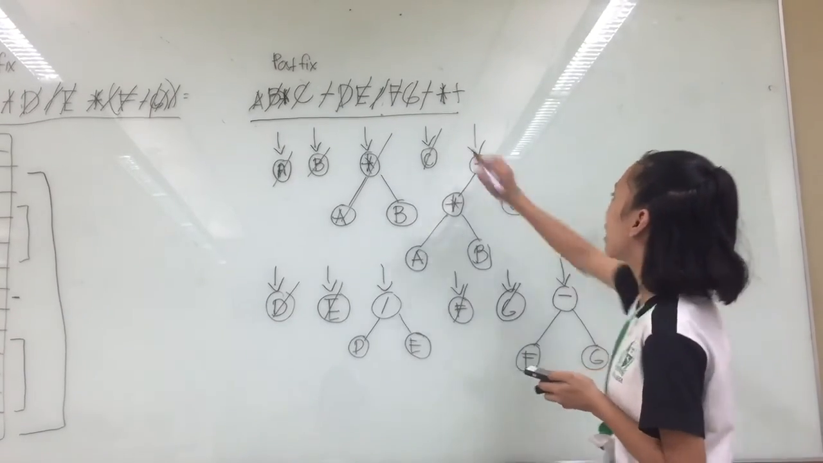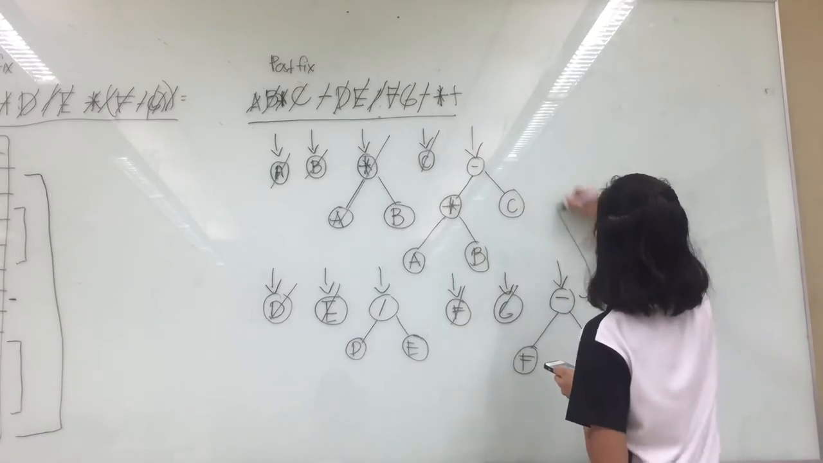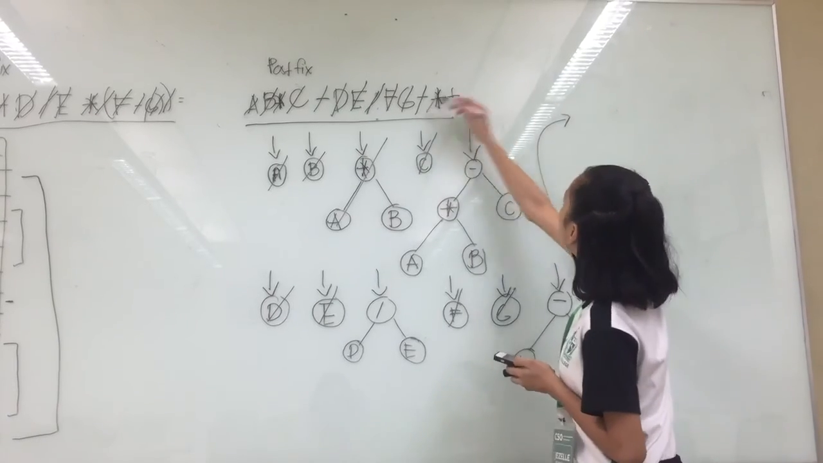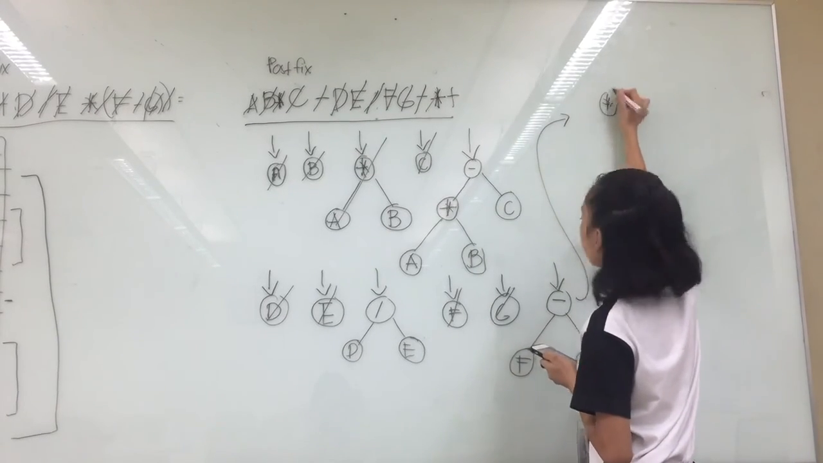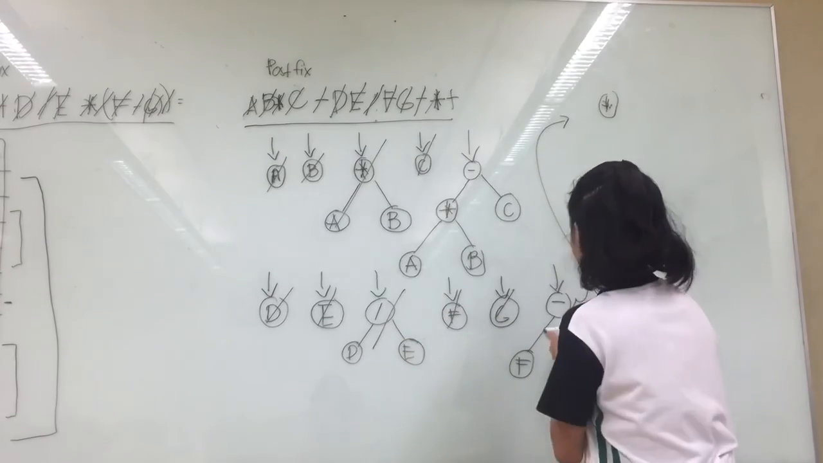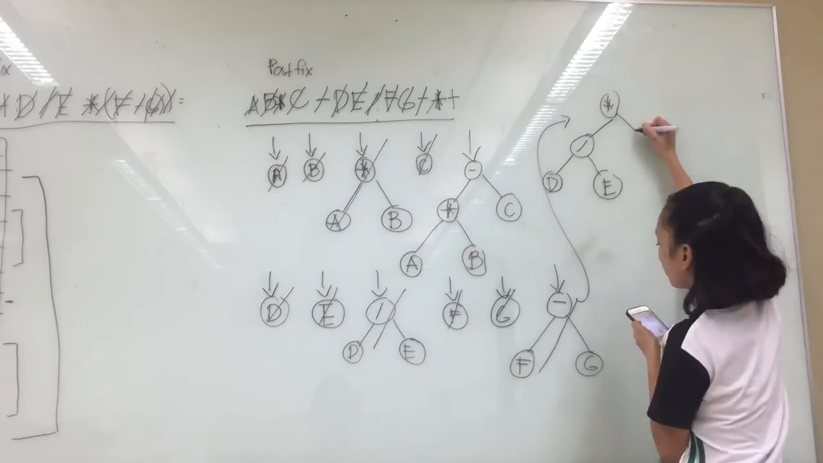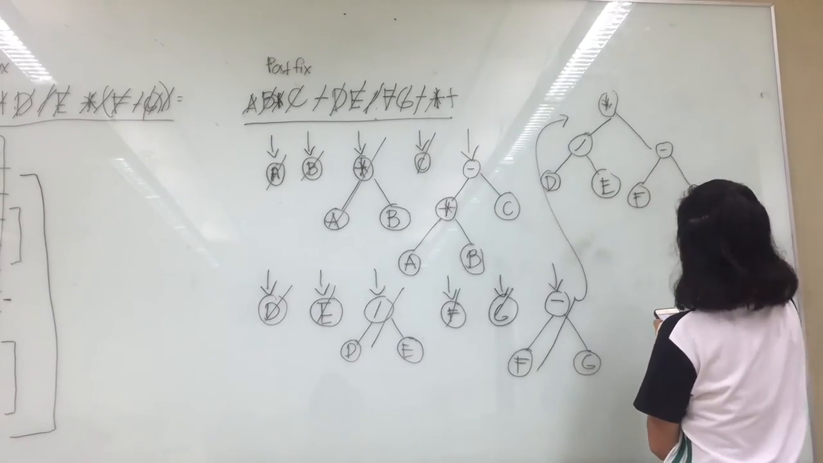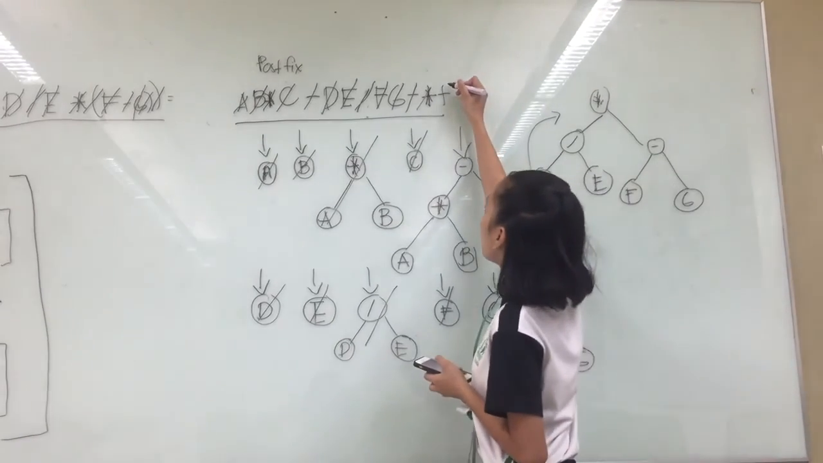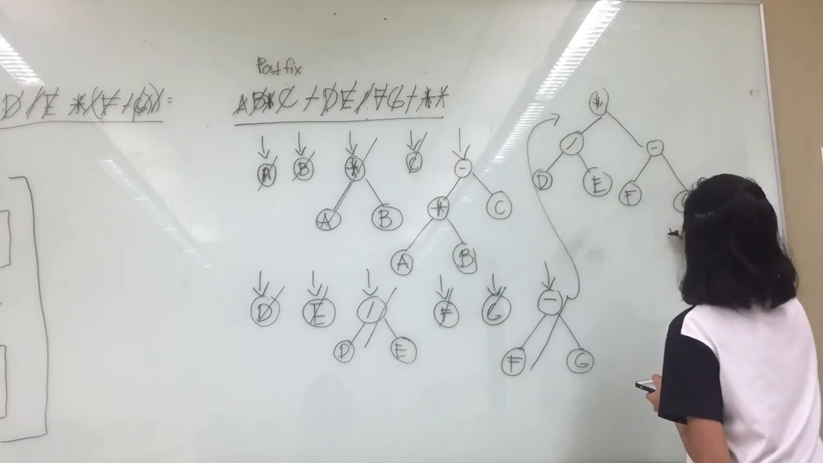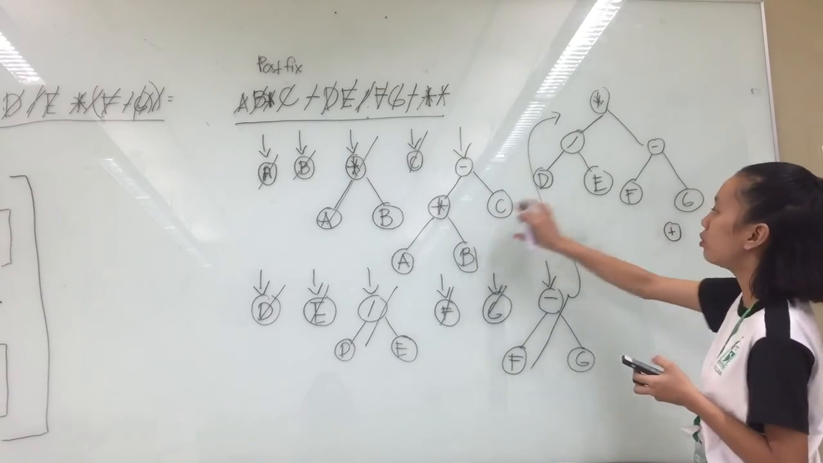And the next is an operator again. Pop the two topmost. And the last symbol is an operator. Pop the two topmost.